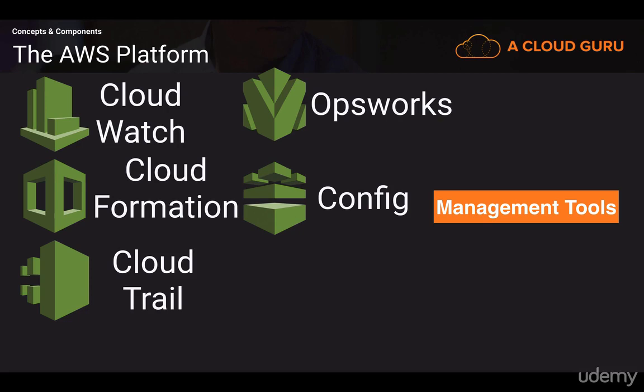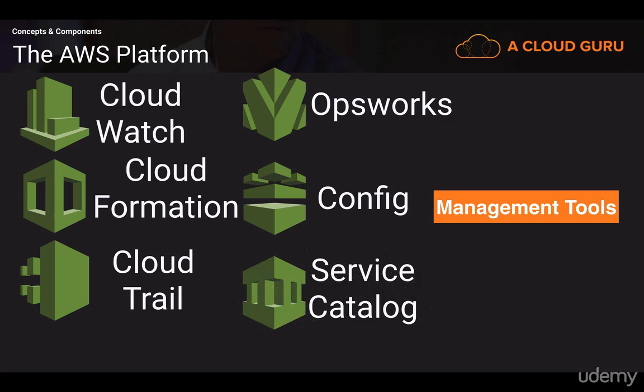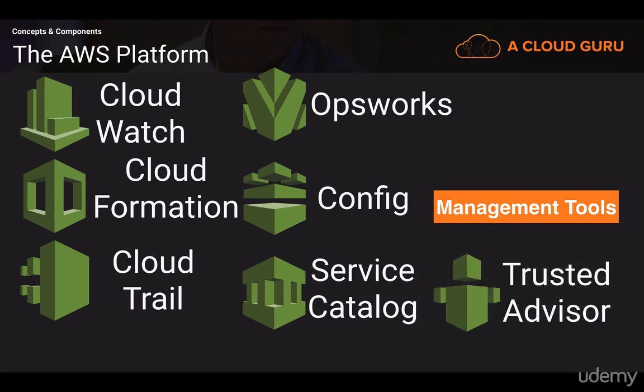Config is still a very new service and doesn't feature in the exam. If and when it does, I'll have a lab on it. We then have Service Catalog, and this allows you to create and manage catalogs of IT services that are approved for use on AWS. Again, this doesn't come up in the exam as of today, so we don't cover it in this course. We then have Trusted Advisor.